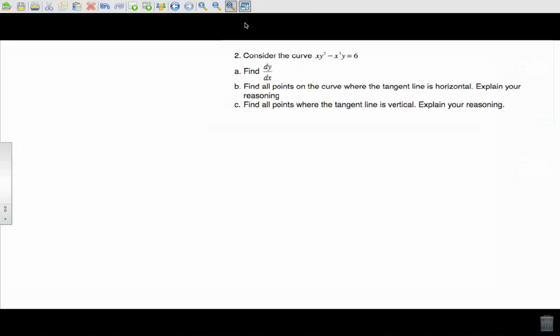Okay, for the second problem, we're going to consider a curve with the equation xy squared minus x to the third y is equal to 6. We're supposed to find dy/dx, find all the points on the curve where the tangent lines are horizontal and explain your reasoning, and all the tangent lines that are vertical, and explain your reasoning.